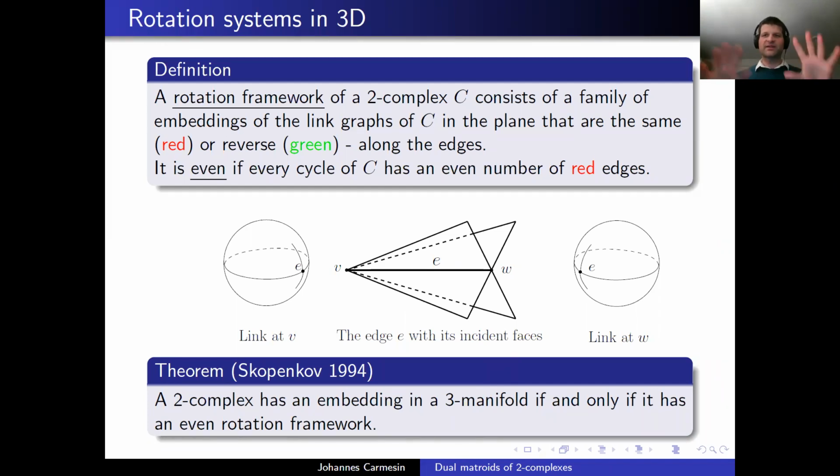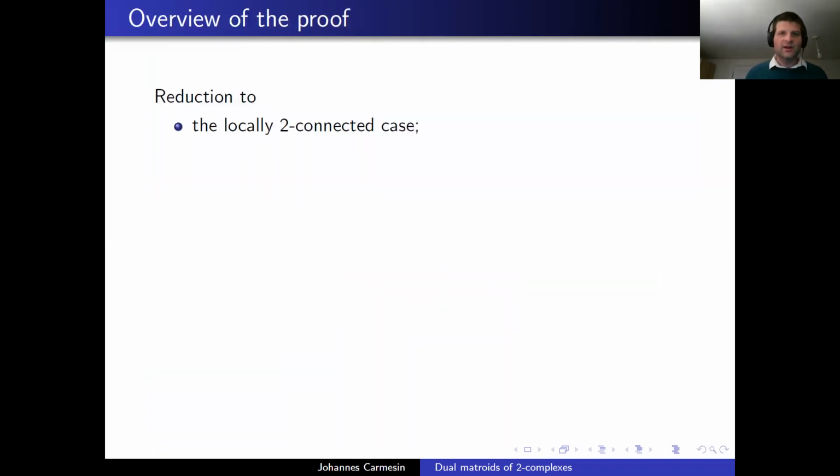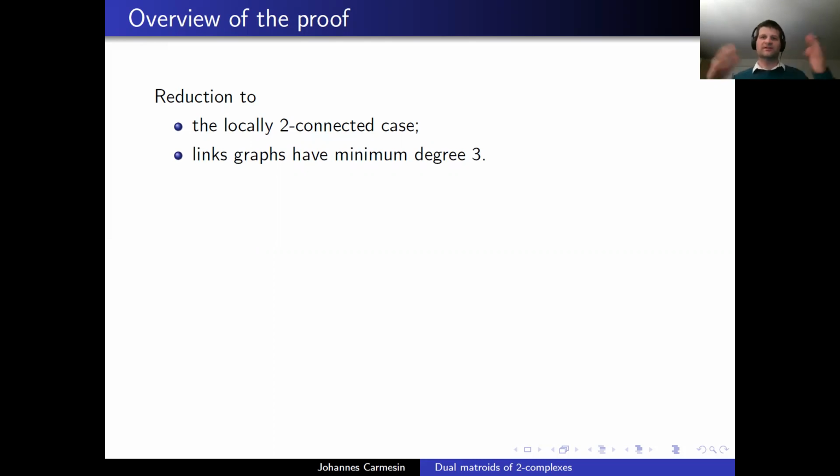Don't worry too much about these details of the planar rotation systems and rotation frameworks. I'll tell you when it gets important. Now I want to give you a quick overview of how to prove this Whitney theorem in 3 dimensions. First, you have to reduce the whole problem to the locally 2 connected case, where all these link graphs are really 2 connected. Then you have to do another reduction step so that all these link graphs have minimum degree 3. There are some standard techniques for that.